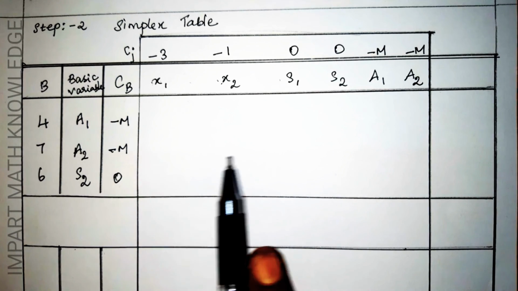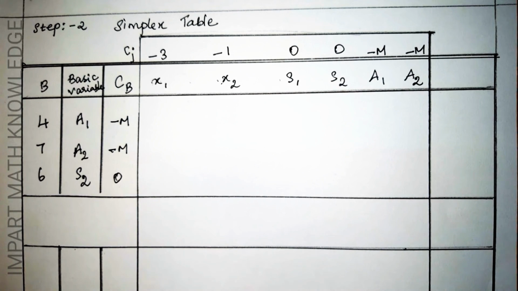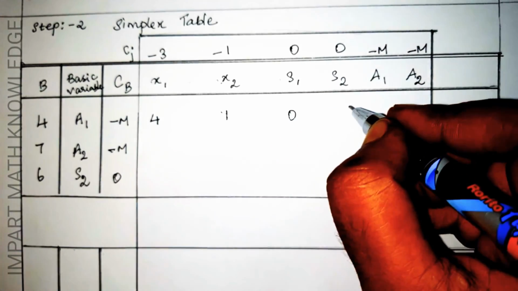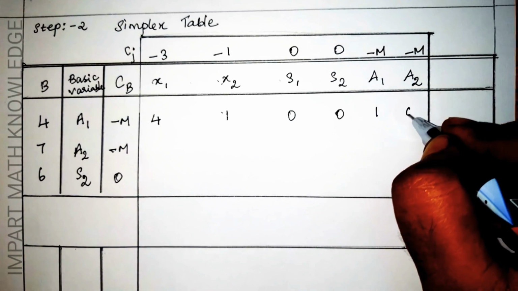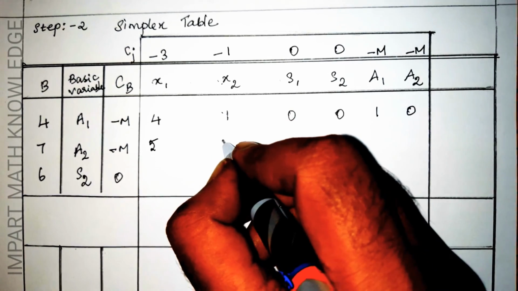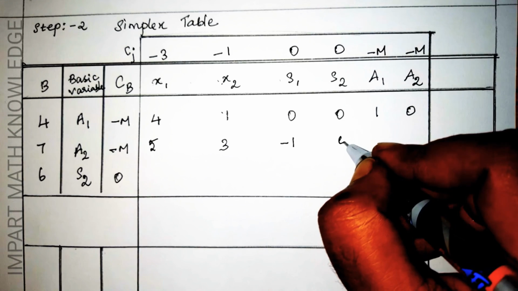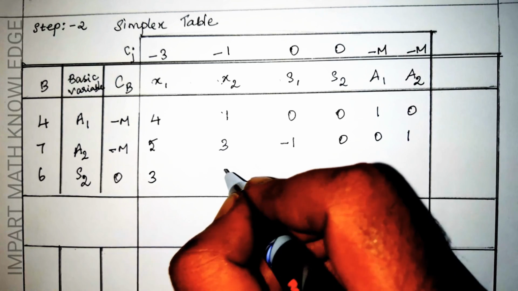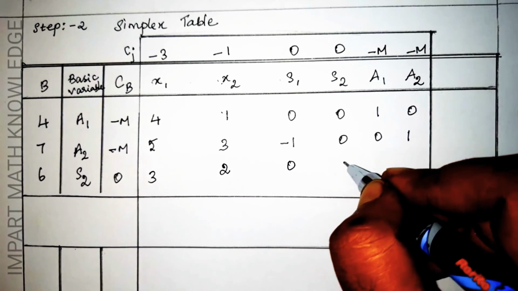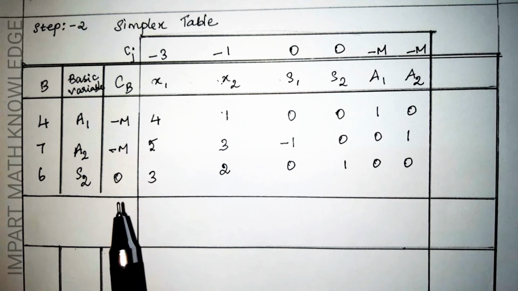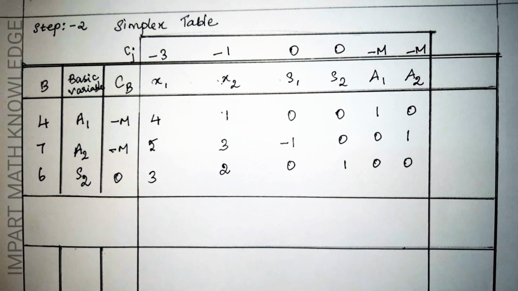Now you have to write the coefficients for the given conditions. First condition: 4, 1, 0, 0, 1, 0. Second condition: 5, 3, -1, 0, 0, 1. Third condition: 3, 2, 0, 1, 0, 0. These are the coefficients of the given conditions. Now we have to find the Zj value.